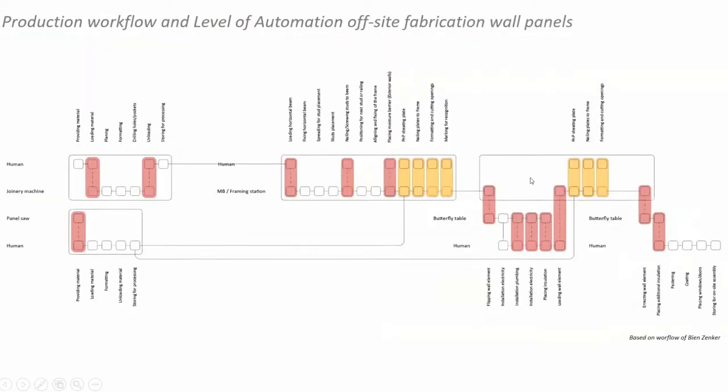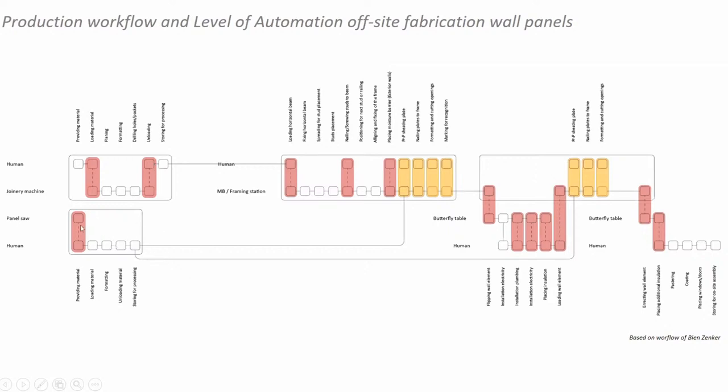So we looked at it and tried to see where we have human labor and what they are actually doing. This diagram shows the production workflow and level of automation for the offsite fabrication of these wall panels, based on what we've seen in this one family house provider, Zenka. We have seen the framing station that's done by the robot, where everything is completely automated. The only thing done by a human is loading the material sometimes, so even that is in an indirect way.